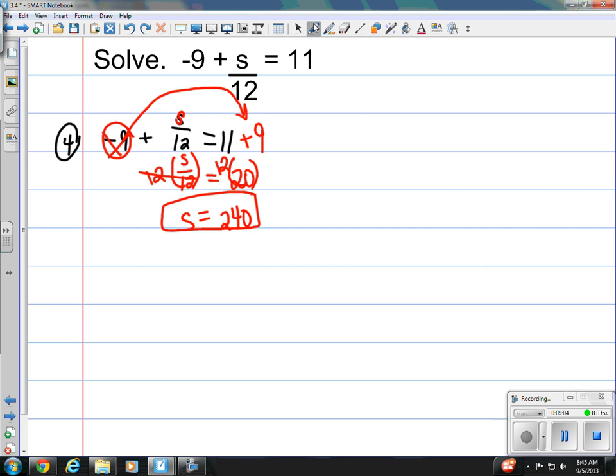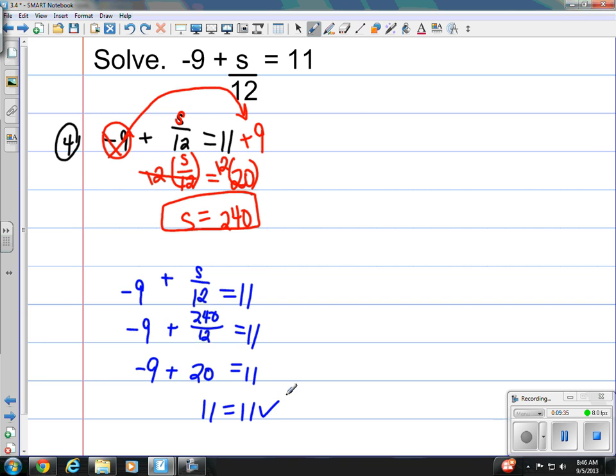So now let's check this one. Go back up to the original, negative 9 plus s over 12 equals 11. Replace s with 240, so negative 9 plus 240 over 12 equals 11. 240 divided by 12, because remember you have to divide before we can add. So 240 divided by 12 is 20. Negative 9 plus 20 is 11. 11 equals 11, so we check.